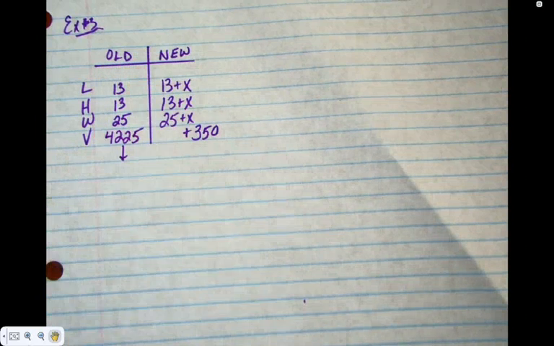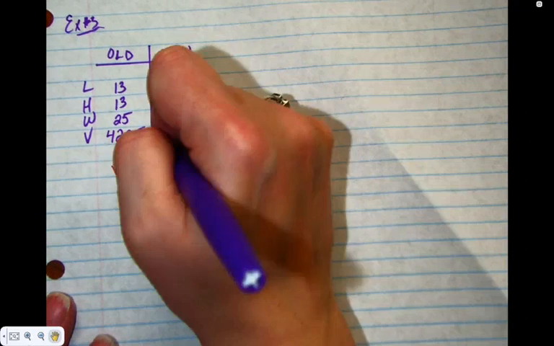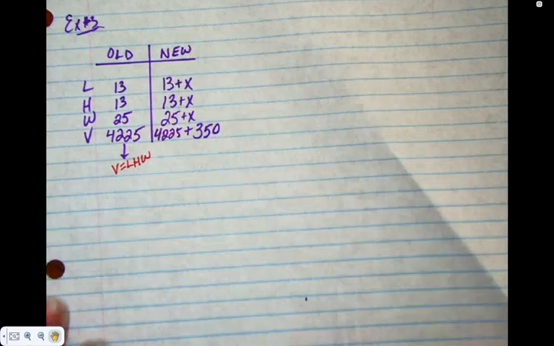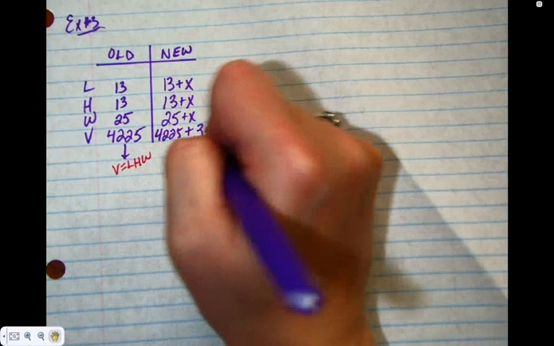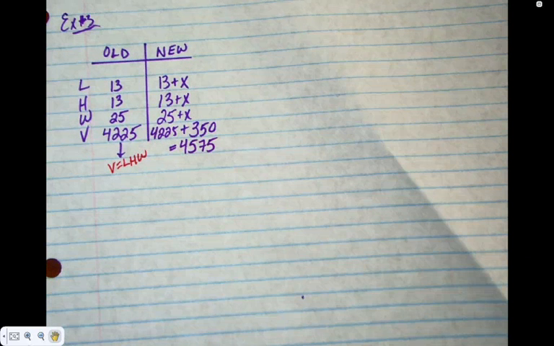4225, I heard? And so I'm just going to make a note so when you look back, this just came from multiplying length times width times height. And so that means I want the new volume to be 4225 plus my 350. Can someone just confirm the new volume should be 4575? And I'm going to highlight this column because it's the one that really matters.